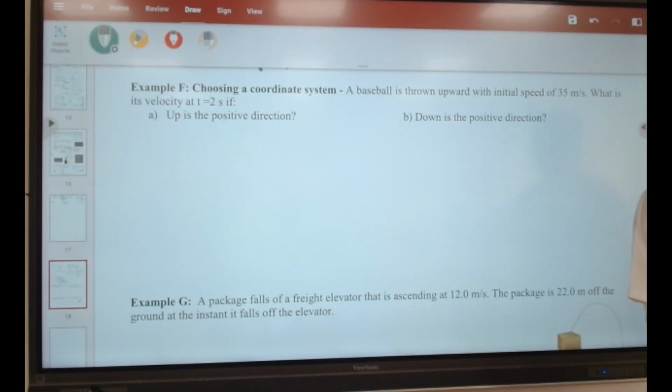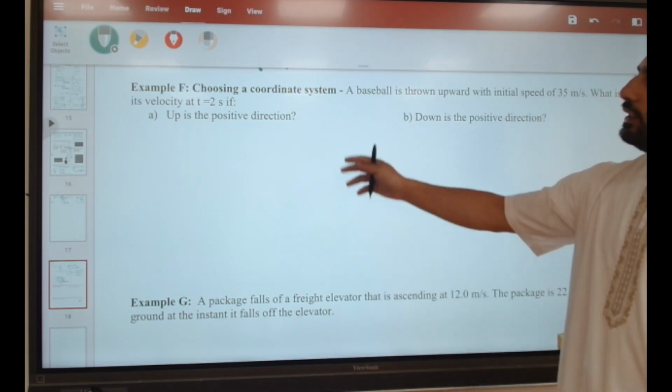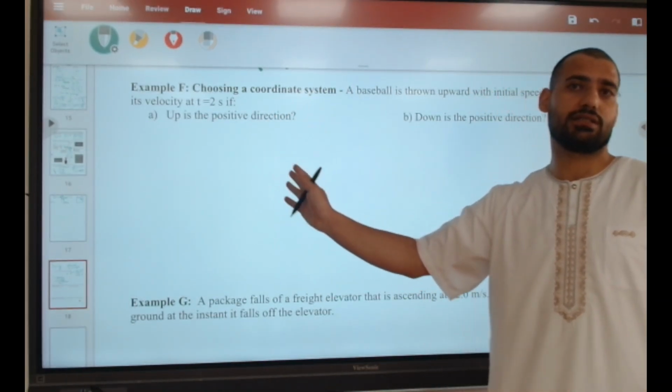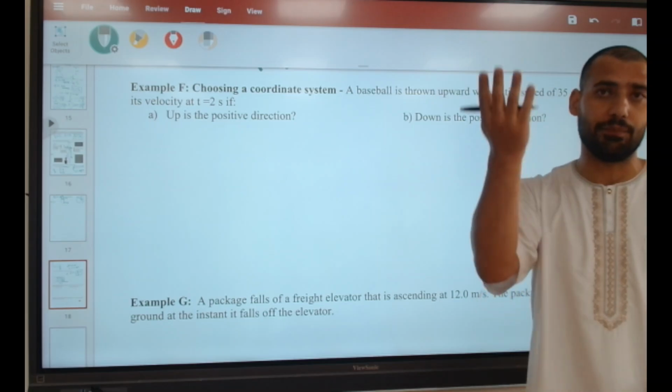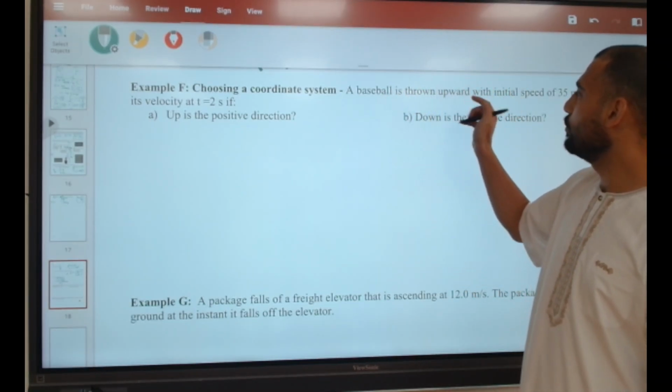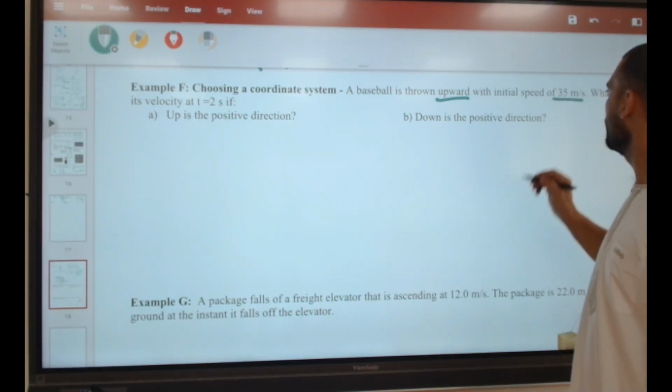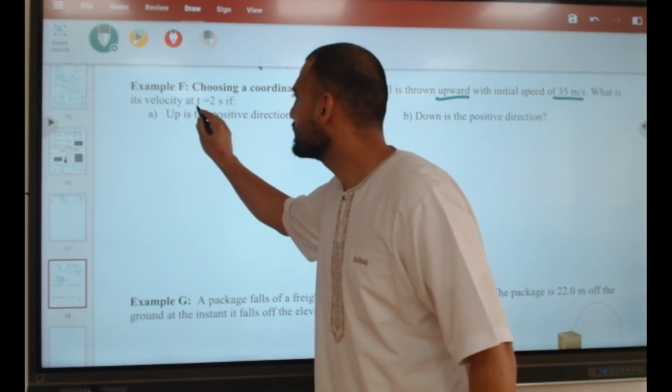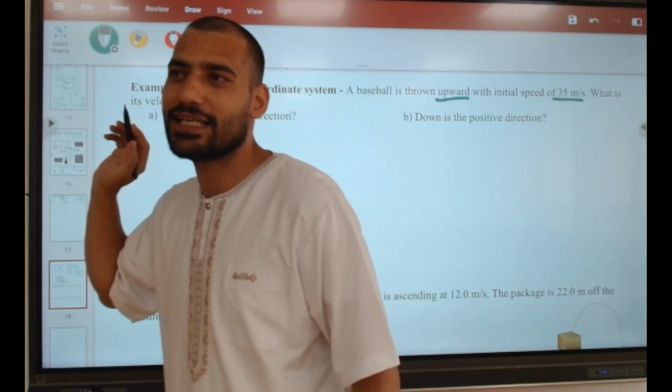Try to solve this question. So he's saying you have to choose the coordinate system. Coordinate system means you have to decide whether up is positive or down is positive. So a baseball is thrown upwards with the initial speed of 35. What is its velocity after 2 seconds? Can anyone tell me?